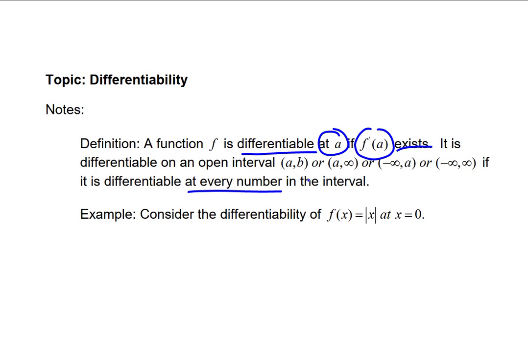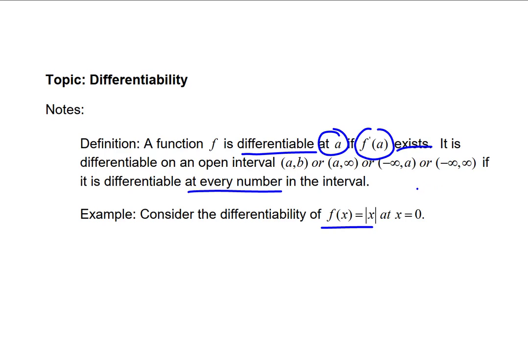To help understand this definition better, I think this example works really well. We want to consider the differentiability of the function f of x equals the absolute value of x at x equals 0. Now, you'll recall that x equals 0 is a really significant place for this function in particular.